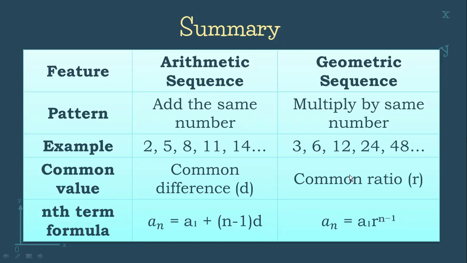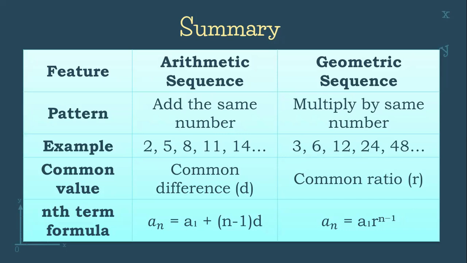So for example, we have the sequence 3, 6, 12, 24, 48. What is the common ratio here? The common ratio is 2 kasi po lagi tayong may iminumultiply kay 2. Opo, so we have 3 times 2, that is 6. 6 times 2, that is 12. 12 times 2, that is 24. And 24 times 2, that is 48.